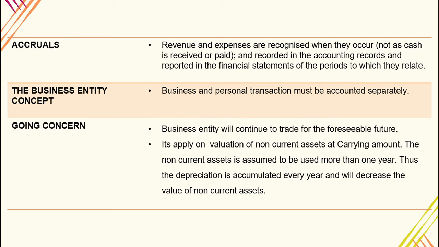The next concept is the business entity. Business and personal transactions must be accounted for separately, such as drawings. The next concept is going concern. The business entity will continue to trade for the foreseeable future. It is applied in the valuation of non-current assets at carrying amount. Thus, the depreciation is accumulated every year and will decrease the value of non-current assets.